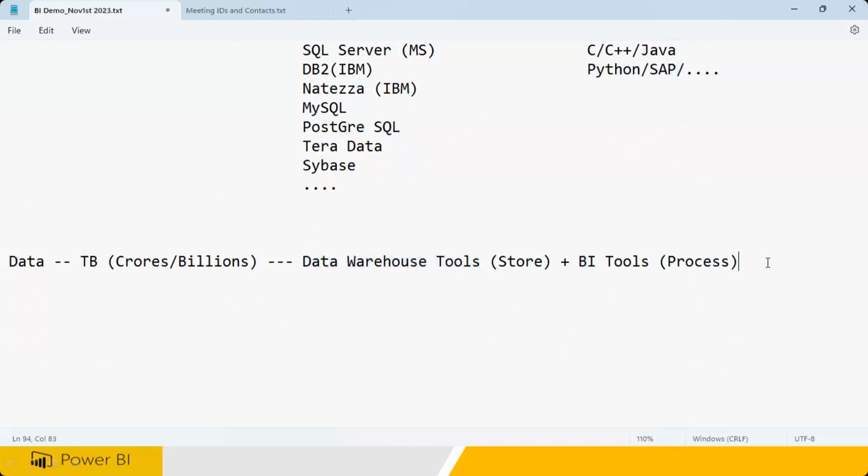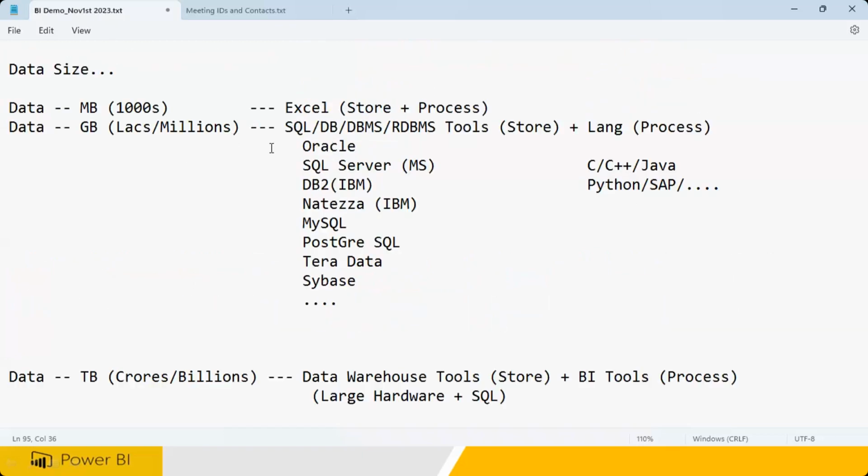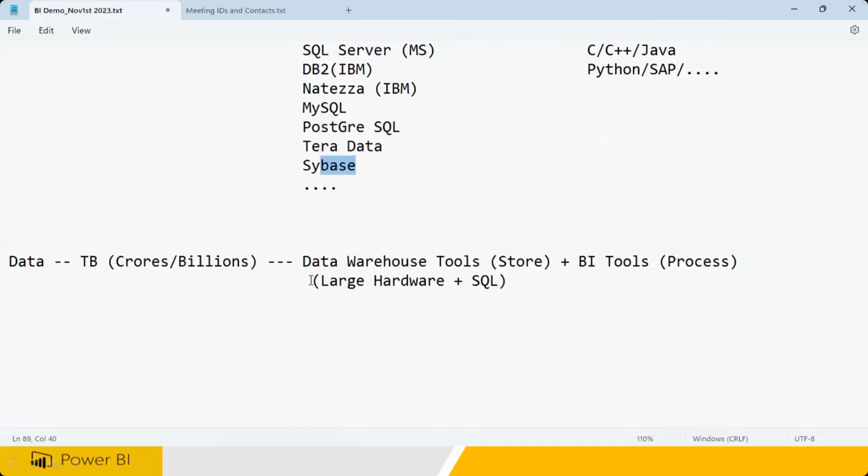If you ask me, data warehouse means large database, large hardware you need to buy. In the large hardware, what software do I have to install? Only SQL software you need to install. Software wise, the above software only we are going to be installing. Either you may install Oracle or SQL Server or DB2, Netezza, Teradata. These softwares will be installed, but you need to buy large hardware.